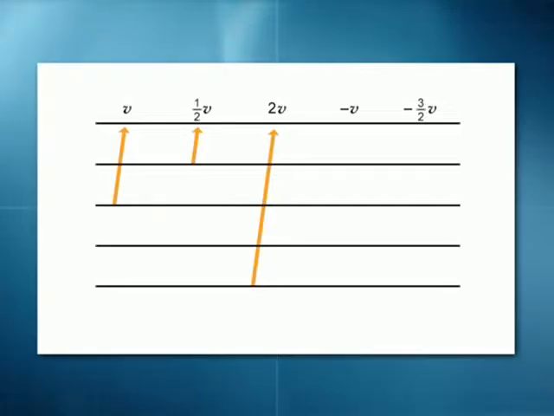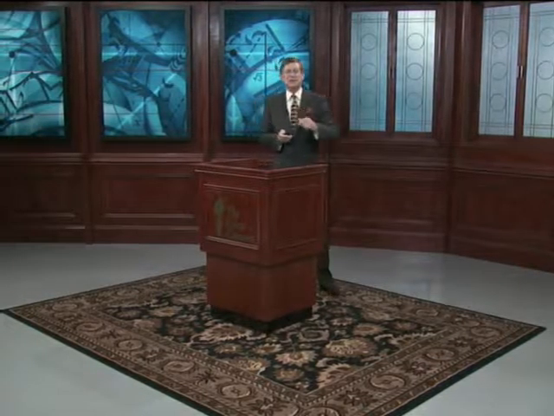What about minus v? What would that look like? Well, that would multiply each component by -1, wouldn't it? It would reverse the vector. So minus v is the opposite direction of the original vector, and then we've also indicated what -3/2 v would look like.